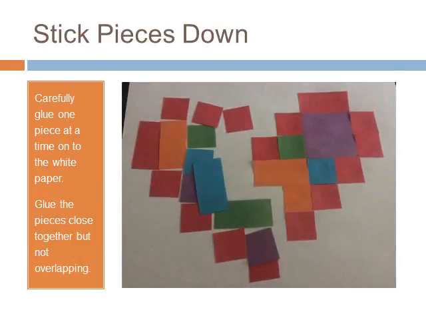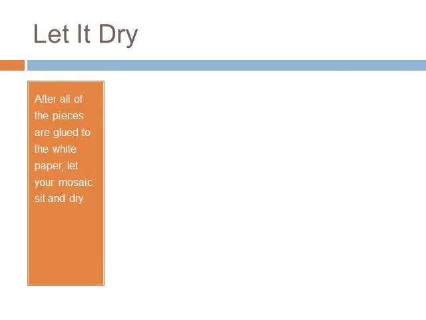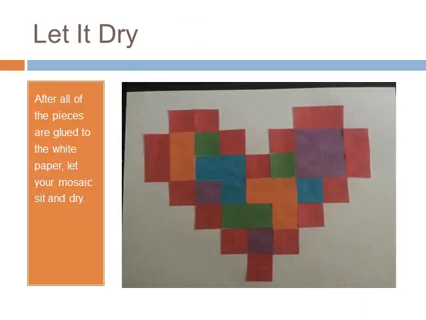Once the artist is happy with the design they created, they begin to carefully glue each piece down. As you glue the pieces down, make sure to place the pieces neatly next to each other and not to use too much glue. Gluing the pieces neatly with the right amount of glue will help you create a beautiful and sturdy mosaic. After all of the pieces have been glued down, make sure to allow your mosaic to sit and dry so that the pieces do not get accidentally moved.